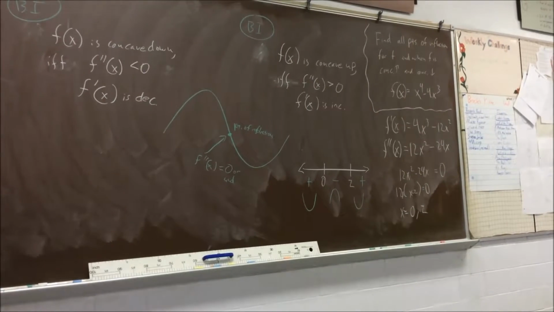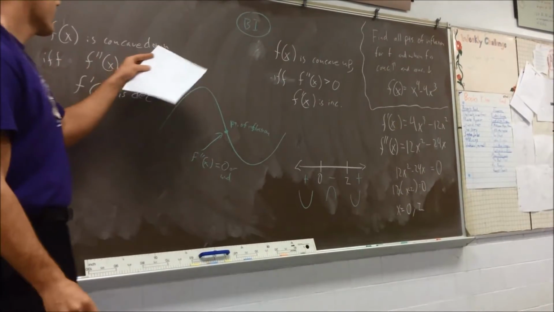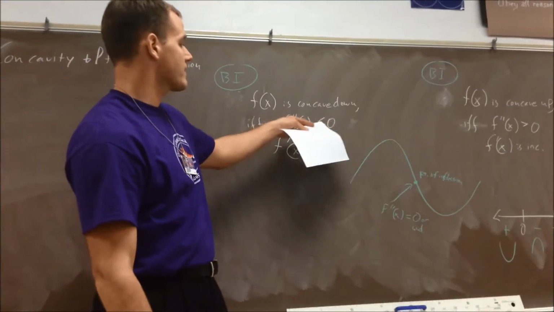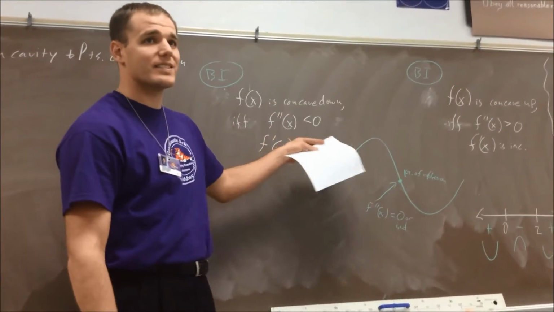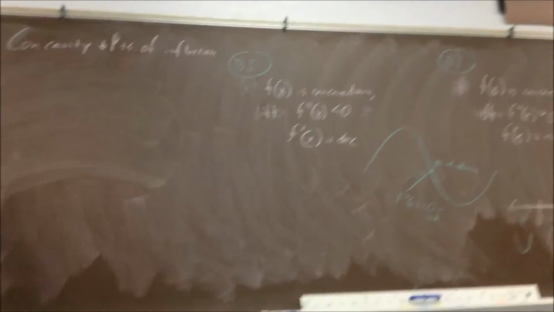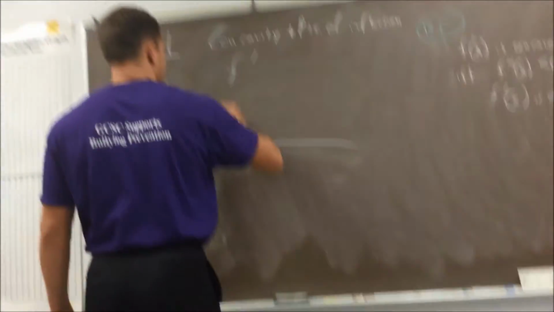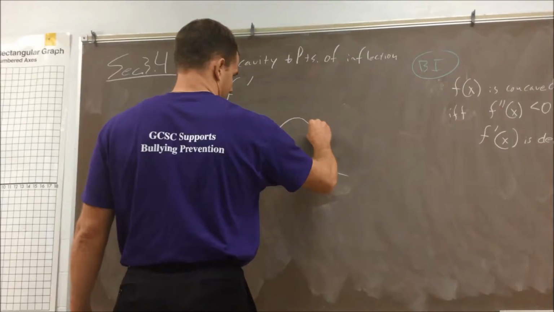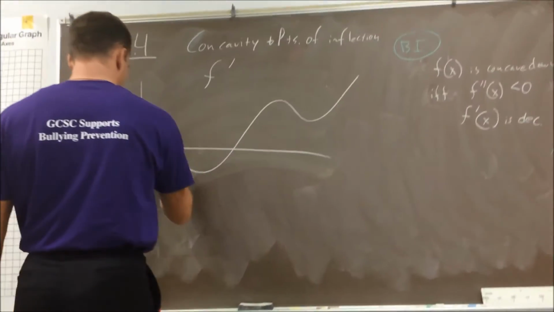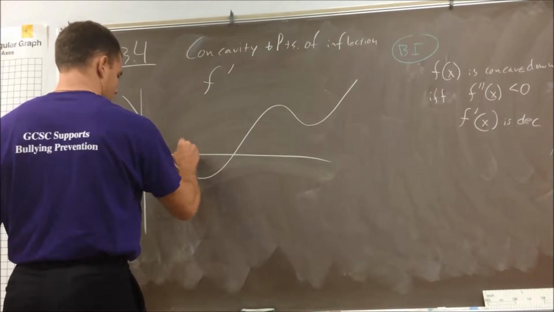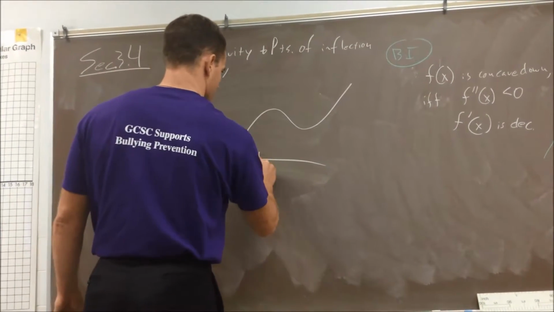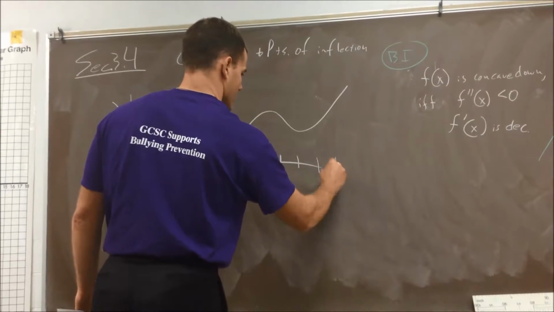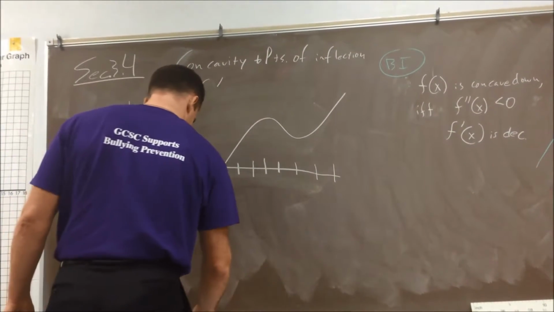Extending this to graphs, though. Once again, you're going to keep this idea in mind right here. Okay? F is concave down when f double prime of x is less than 0, or when f prime of x is decreasing. Here's the graph of f prime. This is the graph of f prime of x.